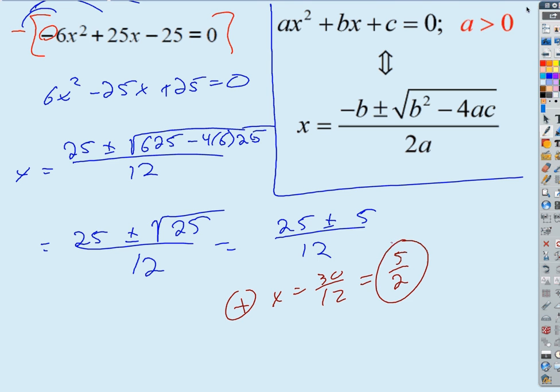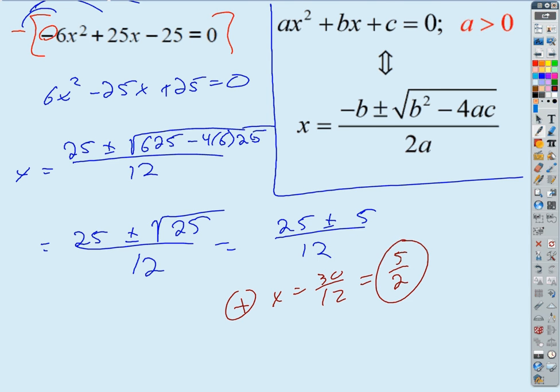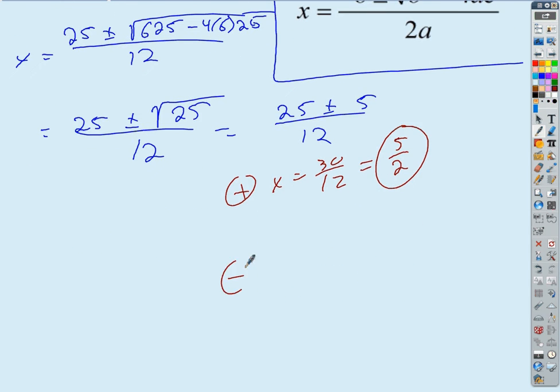Or if I take the minus sign, I get 25 minus 5, which is 20 over 12. And I can divide them both by 4. See my point though? I don't need to split this one up. Now, if I had a square root over there, then those aren't going to combine and I'll split it into separate fractions and reduce each one.